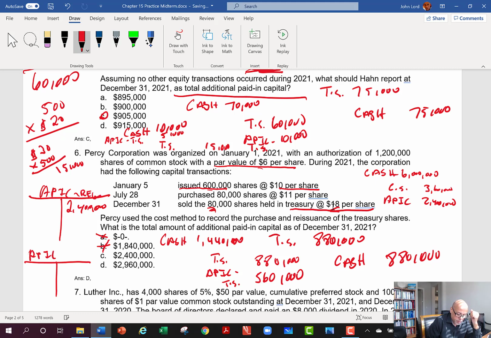If I add up the entire APICs, we'll label them APIC regular and APIC treasury stock. It helps me to tee these up to make sure I'm tracking what I'm doing. 2,400,000 plus 560,000 gives me 2,960,000. Now look, if they sell all the shares back, you could have taken the difference, the $7 times the 80,000 shares, and added that to the regular APIC and got to this answer quicker than making all these journal entries the way I did.